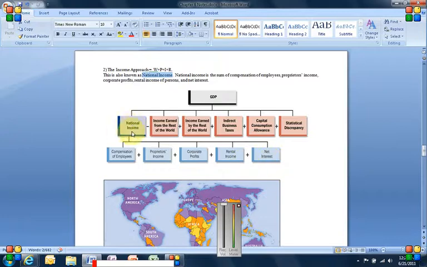Now, all of those components in the income approach go to this box. What's not included in your equation, though, is all of the adjustments that have to be made. So once we make that calculation, W plus P plus I plus R, we also subtract income earned from the rest of the world, we add income earned by the rest of the world, and then add 3 more boxes to get our final number for GDP.